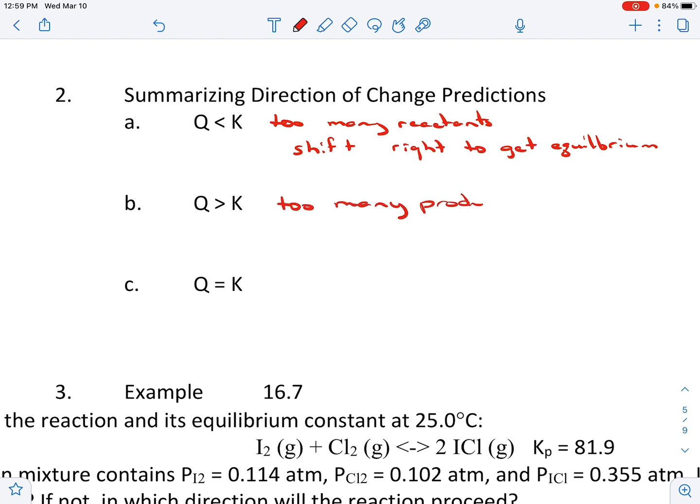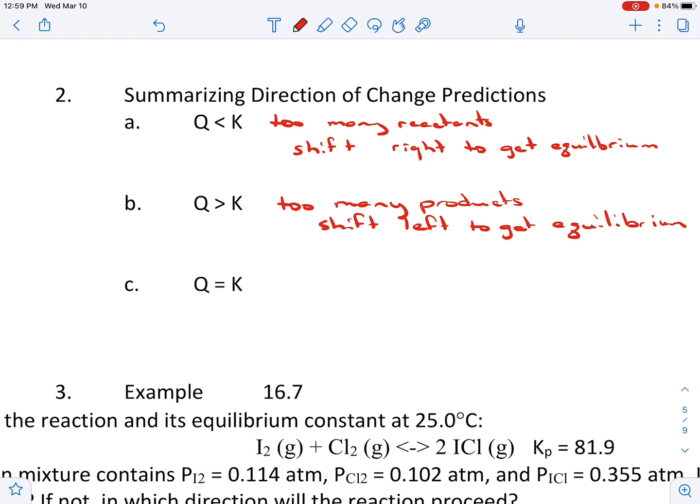Okay, now if Q is greater than K, that means we have too many products. All right, too many products. And so it will shift to the left to balance out. We'll talk about ways we can manipulate this a little bit in a couple of videos. I think it's a couple of videos away.